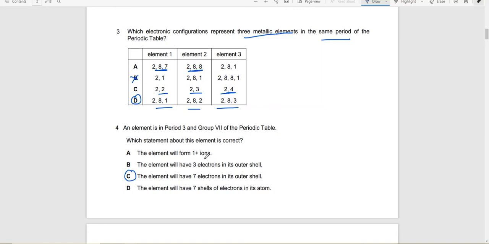Okay, so I hope that you got the gist of what type of questions Cambridge usually gives while testing the concepts of the periodic table.